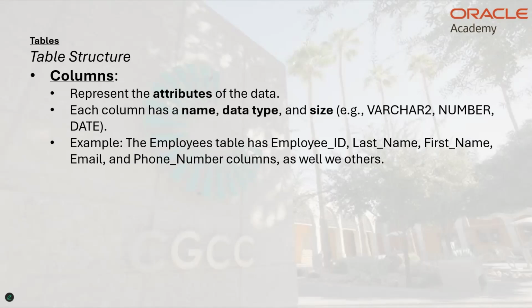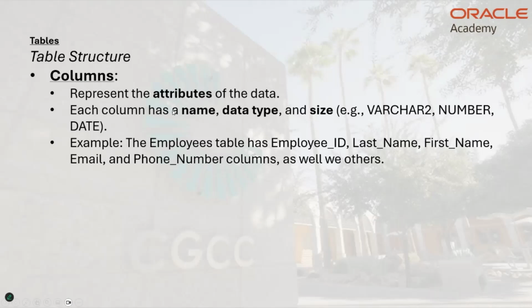Each column has a name, a data type, and a size. The different data types that we're going to be concentrating on are strings, which are varchar2. You're probably wondering why it's varchar2. There was a varchar, but the creators decided to enhance the size of the database, hence our data type is varchar2. And then number and date. Those 3 data types are primarily what we're going to use.